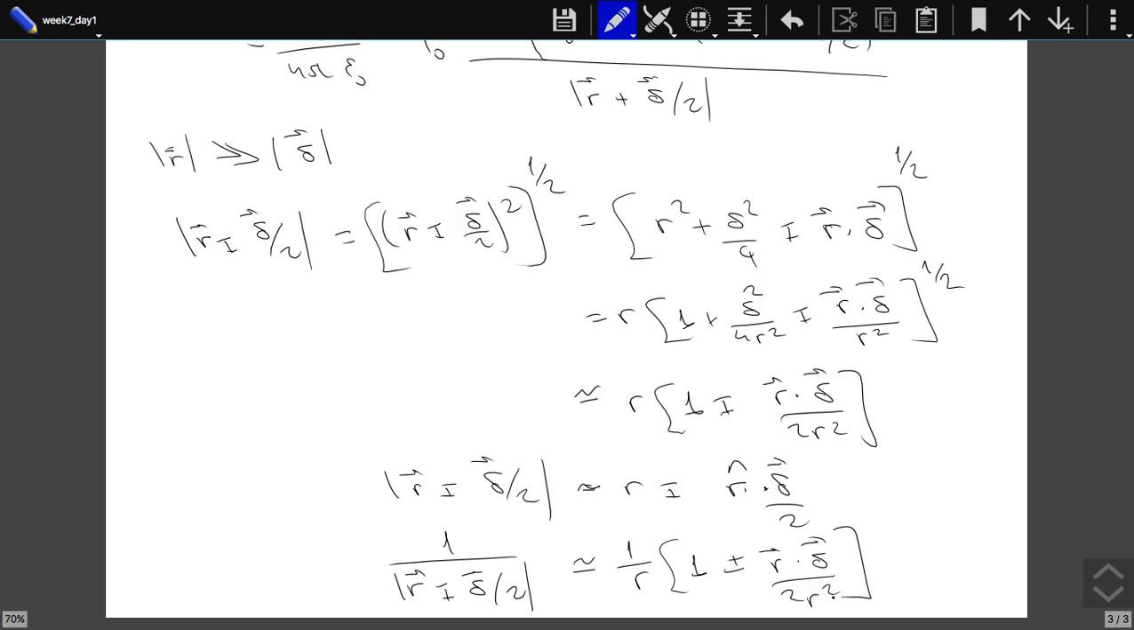But keep in mind, we had said that we are looking for the terms that are proportional to 1 over R. Look at this term. The potential is already 1 over R squared, so it will not contribute. I can just replace that 1 over the absolute values with 1 over R only, up to terms that are 1 over R squared.